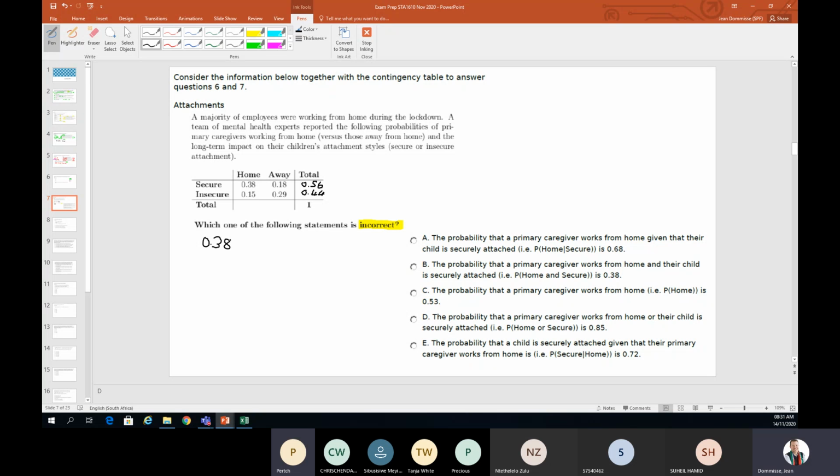So I would have said it is primary and home given secure, so it would have been 0.38 divided by 0.56, which if I round it off to 2 decimals is equal to 0.68. Okay, so that option is correct. Oh, I'm looking for the incorrect one. So we need to go to the next one. We will work out a few of these types.